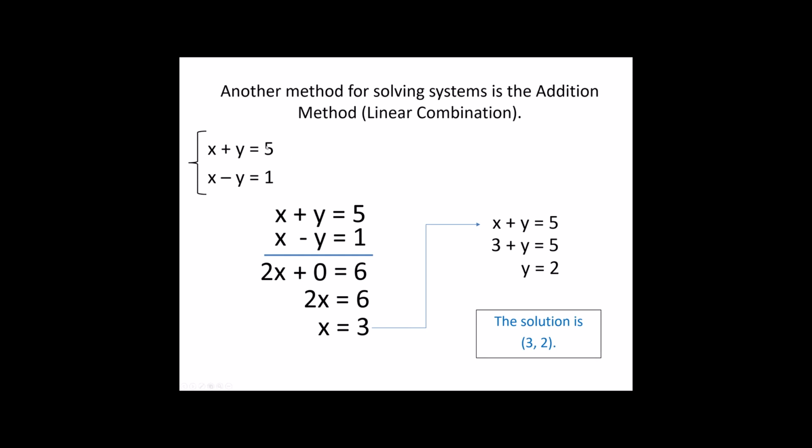3 plus 2 equals 5. 3 minus 2 equals 1. There again, that's a third method. Now, sometimes we're going to like one method better than the other. Sometimes you'll want to do this by graphing. Sometimes you're going to want to do this by substitution. But if you already have things that are in standard form, probably the addition method, or sometimes it's referred to as linear combination, is the easiest.